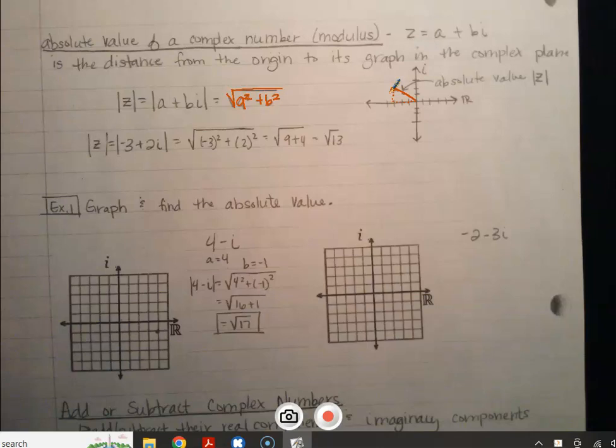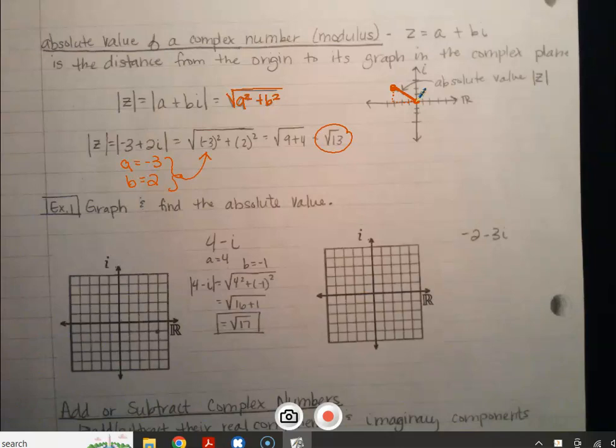If we look at this example, the absolute value of z equals negative 3 plus 2i. Our a equals negative 3 and our b equals 2. These are the numbers that we plug in. So we have the square root of negative 3 squared plus 2 squared, which is the square root of 9 plus 4, or the square root of 13. So this absolute value, this distance from the point to the origin, is the square root of 13.